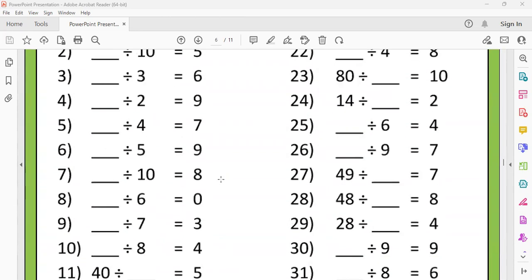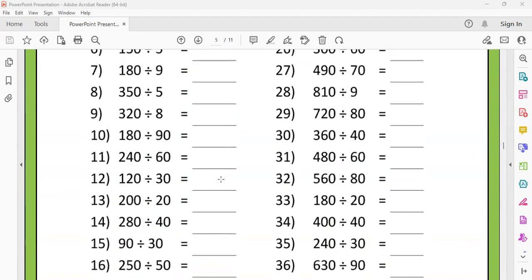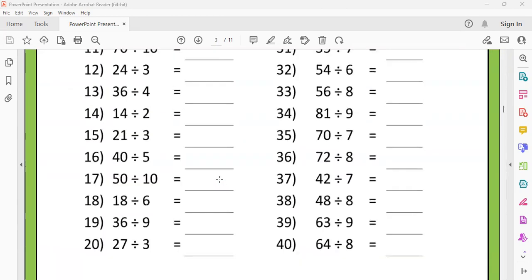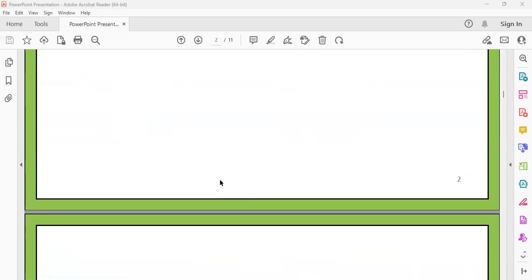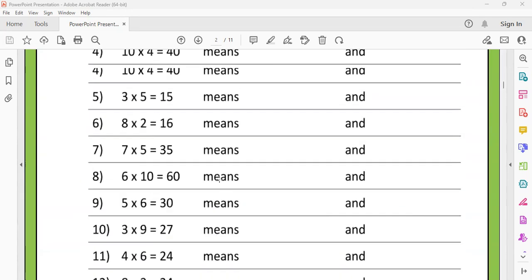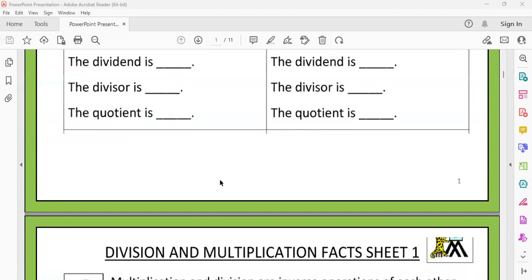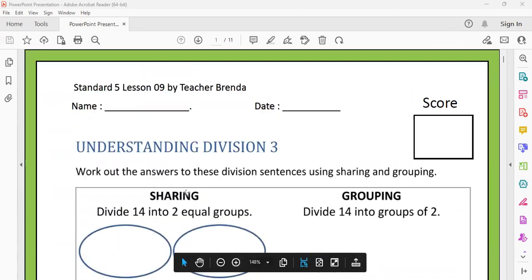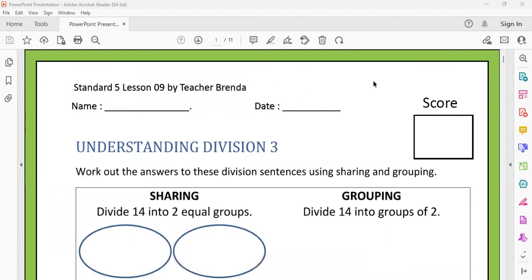Now, how do I do these 9 pages? You don't do everything in one day. You spread it out over 3 days. So one day you only do 3 pages, and it won't even take you more than 10 minutes to finish up. Some of them are really easy questions. So that's our lesson for division.